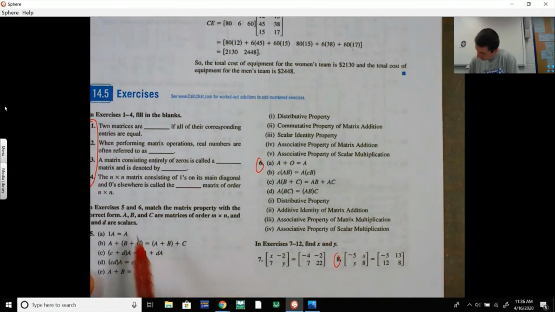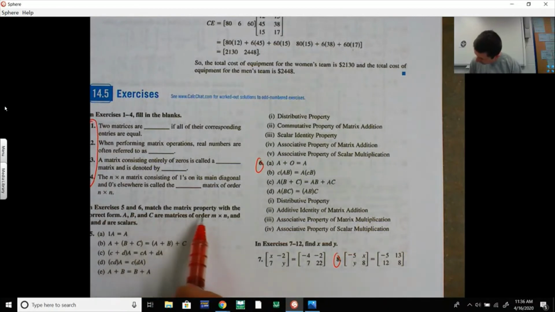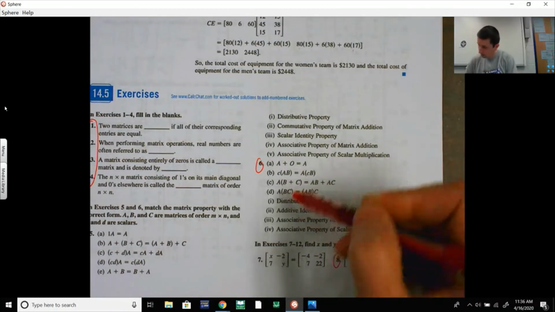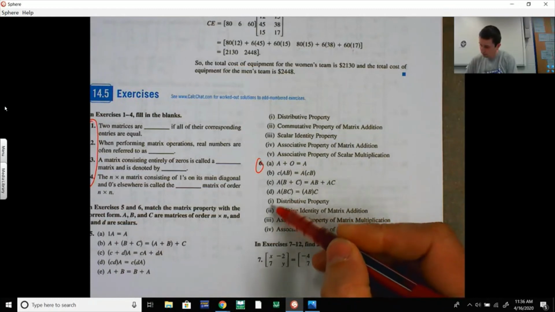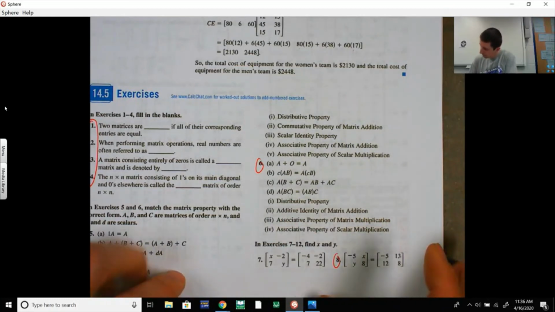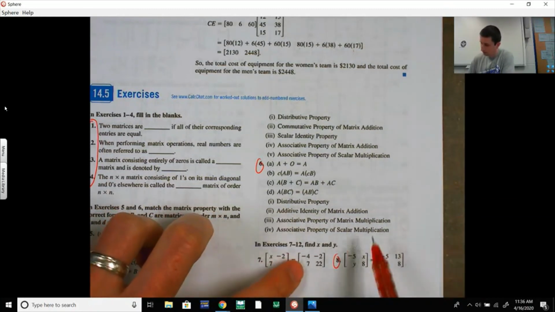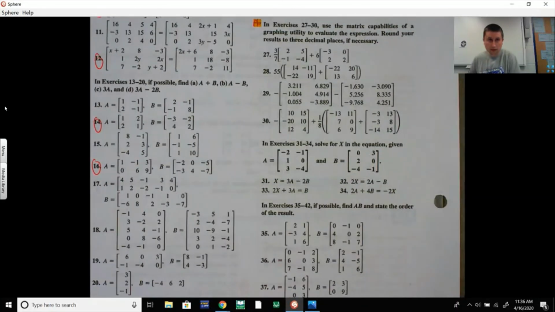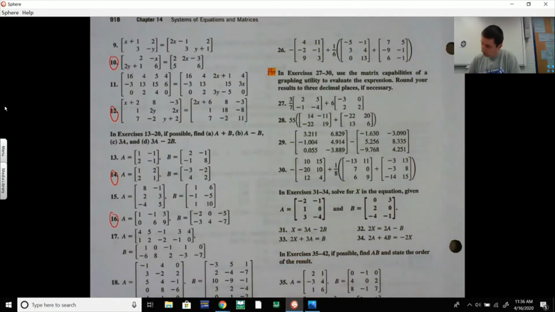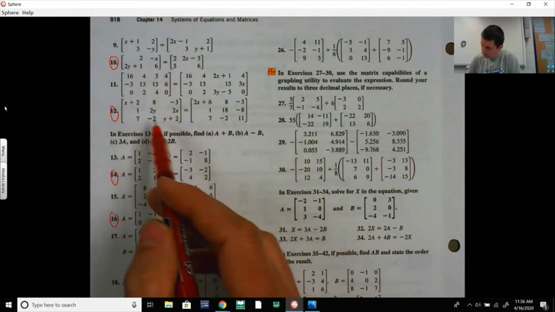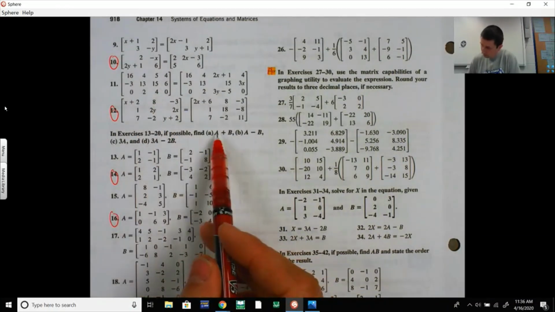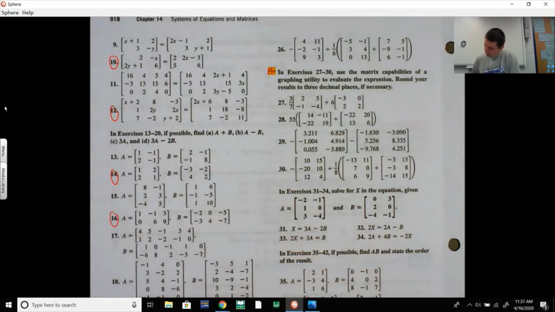So in exercises 5 and 6, match the matrix property with the correct form. Okay, so you have A, B, C, and D. You need to match it with I, 1, 2, 3, and 4. Okay, just match them up there. Find X and Y. These are matrix equations. Don't overthink it. On 8, and you're going to do that for a few steps. Solving, just set the elements equal to each other and solve. 14 and 16, you're doing these 4 steps here.